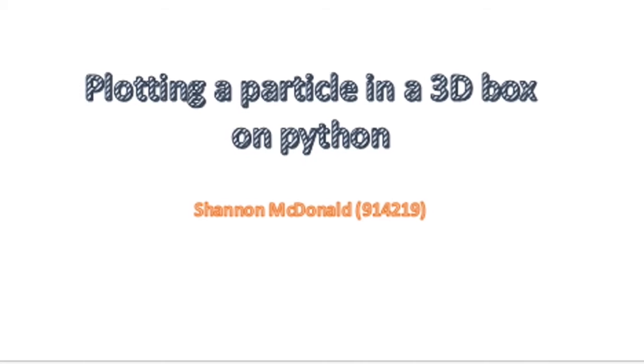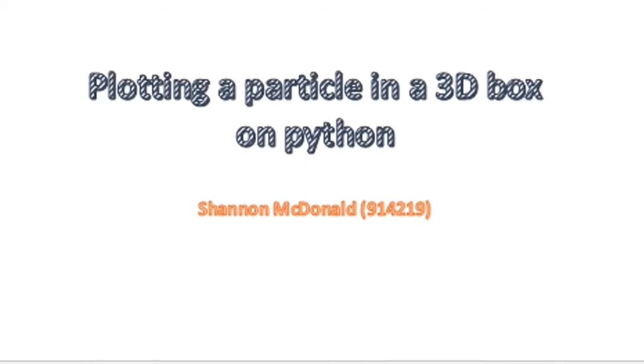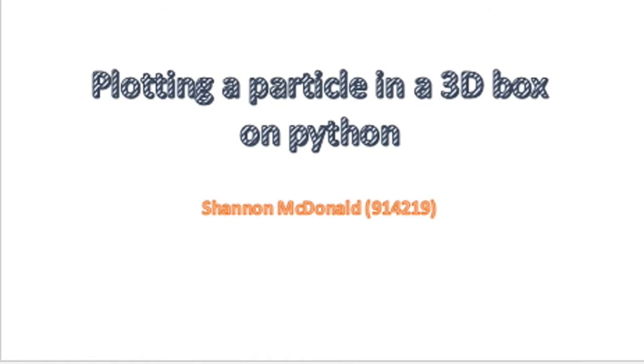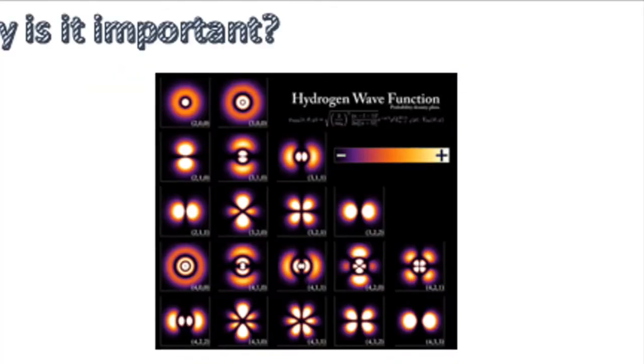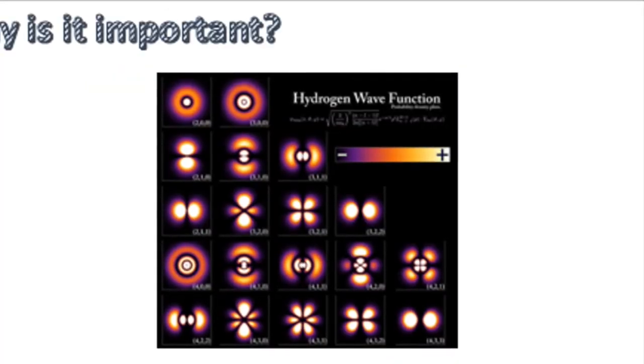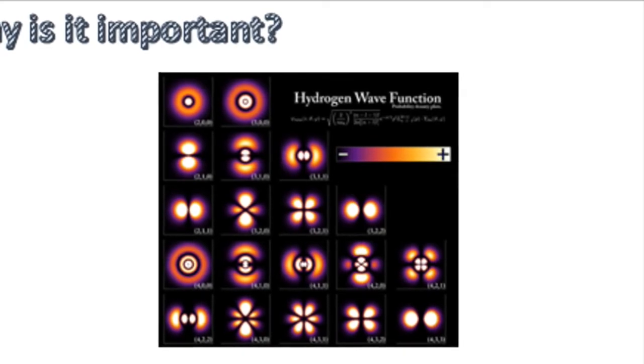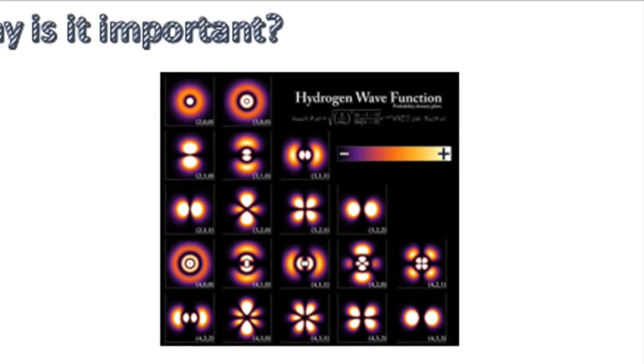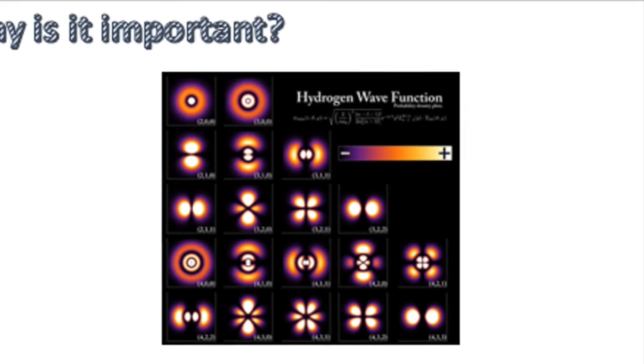The following video explains the particle-in-a-box model in quantum chemistry and how to plot a 3D model on Python. The particle in a 3D box is a way of modelling the behaviour of a particle in a prohibited space. It can show the location of this particle as well as predicting the energy within this space.